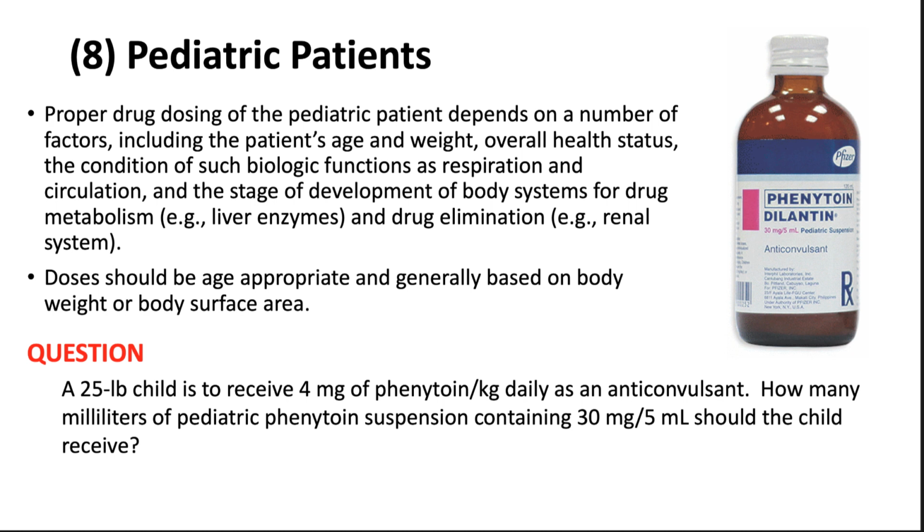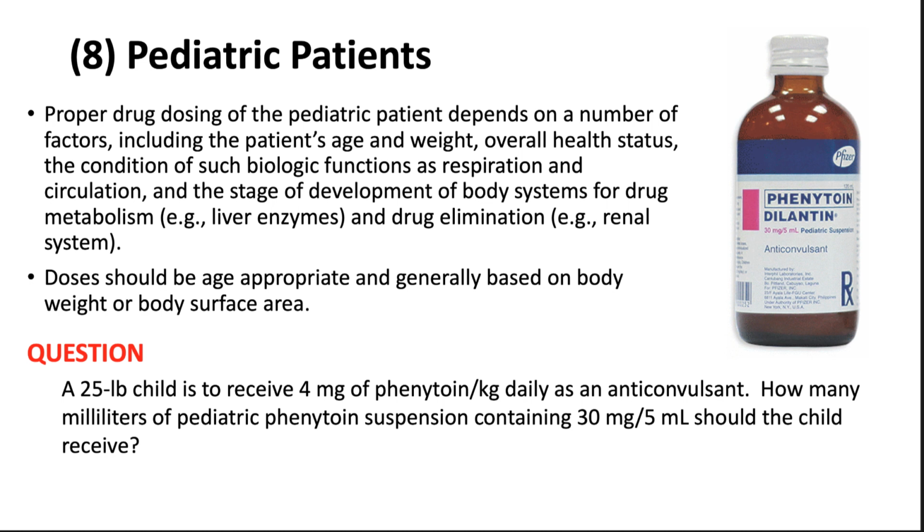It says, a 25-pound child is to receive 4 milligrams of phenytoin per kilogram daily as an anticonvulsant. How many milliliters of a pediatric phenytoin suspension containing 30 milligrams per 5 mLs should the child receive? Okay. This is a very classic dosing situation. And most importantly, I'll put the answer up here in a minute, but this is really about unit conversion. You have to start with where you need to start and then convert from one unit to the next unit to the next unit.